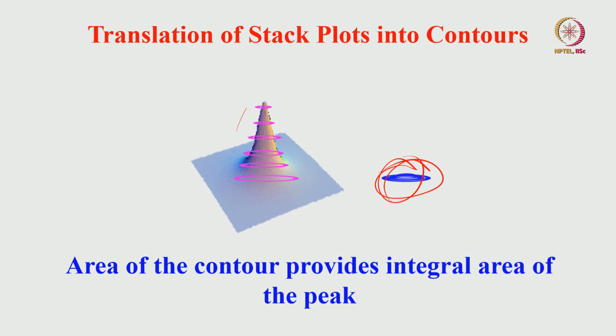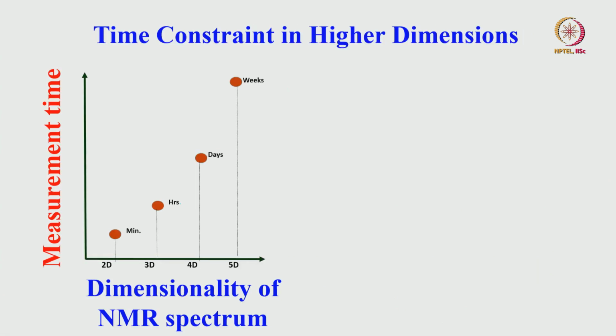Alright. So the area of the contour provides the integral area of the peak. That's all. This is how we convert a stack plot into a contour plot. Now the question is, what is the time constraint in higher dimension NMR?